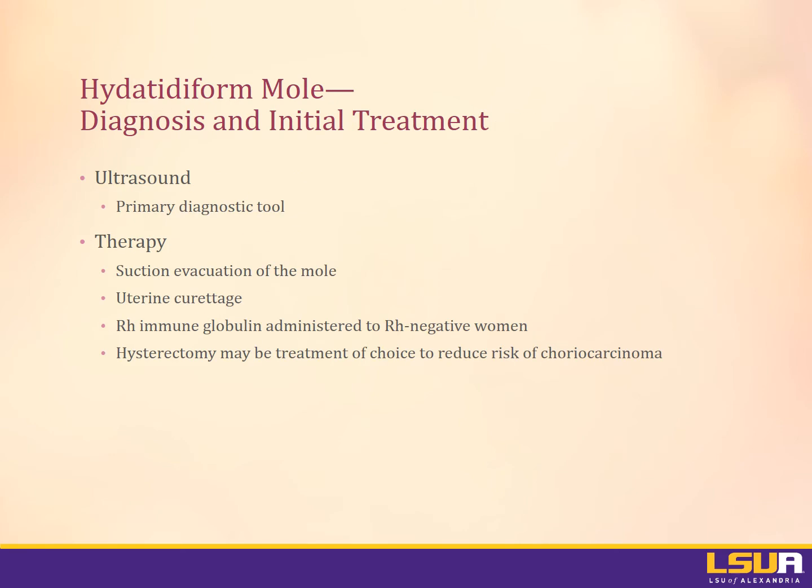So, how do we diagnose? Ultrasound again is the primary. She's going to have a suction evacuation of the mole, probably your uterine curettage. She's going to get RhoGAM if she's Rh negative, and sometimes to reduce the risk of a carcinoma, she may have to have a hysterectomy.